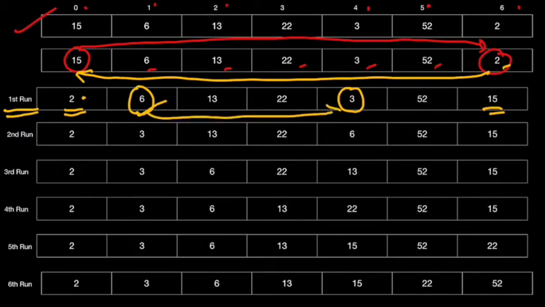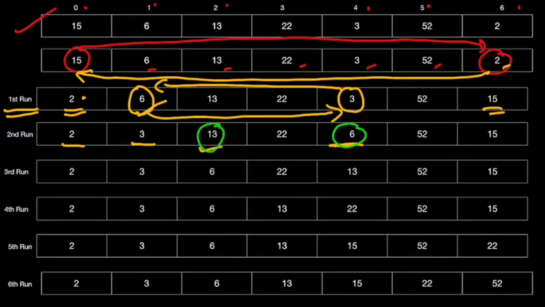Now 6 and 3 will interchange their position. So after the second iteration it will look like 2, which was already there, then 3 has come to the second place, and 6 is where 3 was, and the rest of the array will remain the same. After the second run we start with the third element onward, and by doing this we find the next smallest element, that is 6.